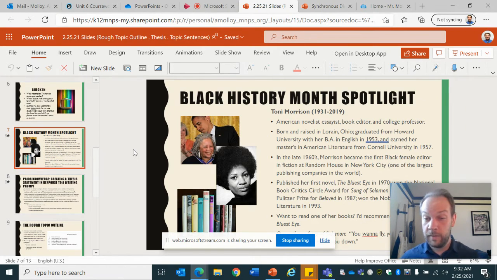A couple of other books that she's written: Song of Solomon won the National Book Critics Circle Award when it was released in 1977, and then Beloved won the Pulitzer Prize in 1987. She herself won the Nobel Prize in Literature in 1993, and at the very top left, you see her in, I think, 2017 or 2018, getting the Presidential Medal of Freedom from former President Obama. So again, if you're interested in reading one of Toni Morrison's books, start with The Bluest Eye. I think that you would like it.